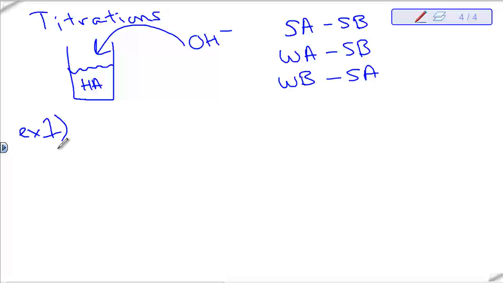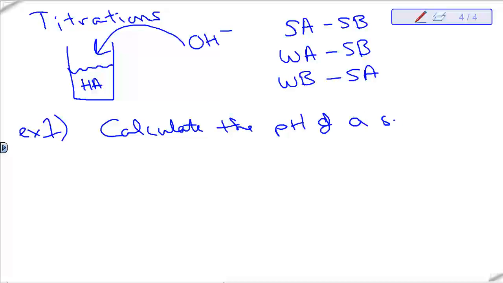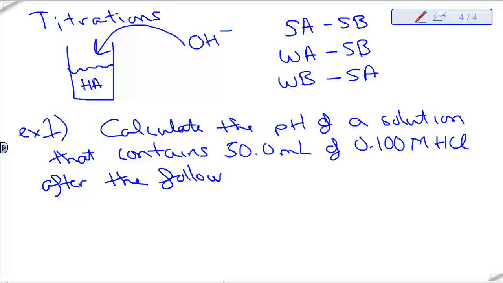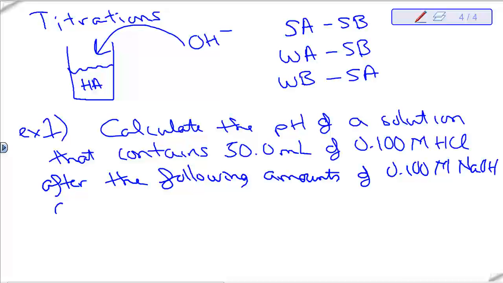In one of these titrations, what you have. Here, let me write the question out and I'll explain it to you. We're going to calculate the pH of a solution that contains 50 milliliters of 0.100 molar hydrochloric acid after the following amounts of 0.100 molar sodium hydroxide are added. Okay, now a little bit of setup.